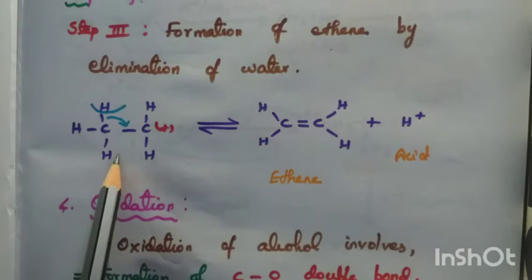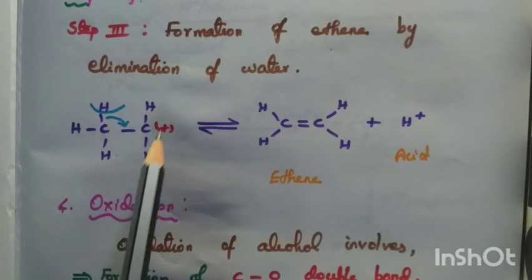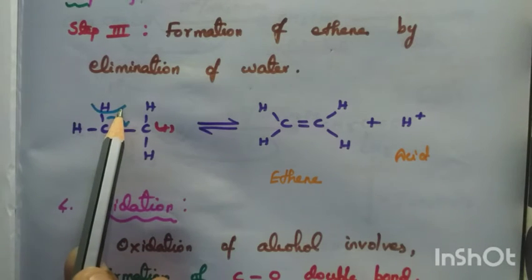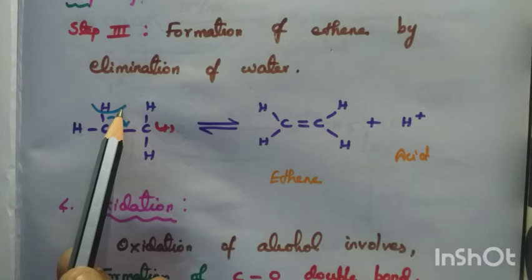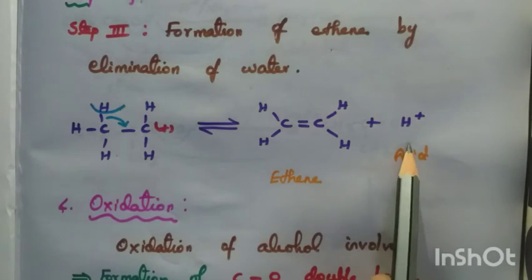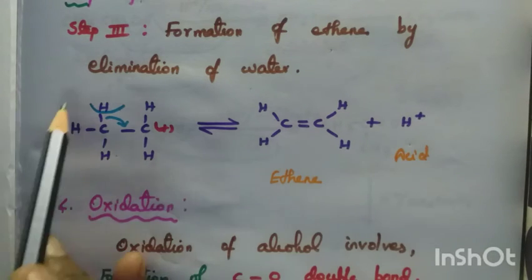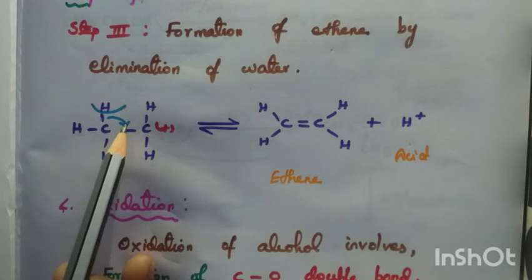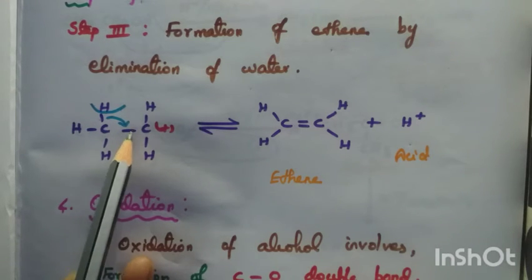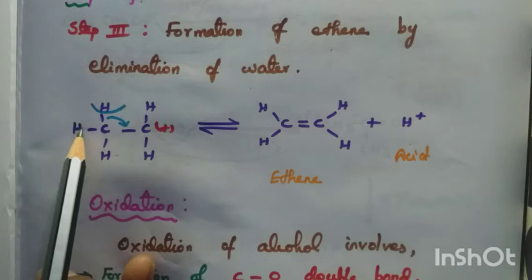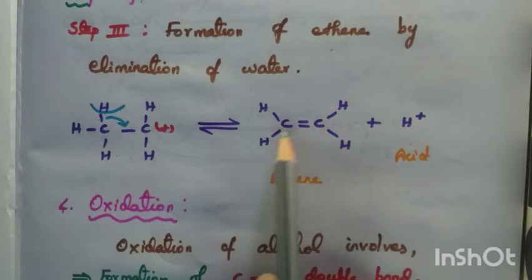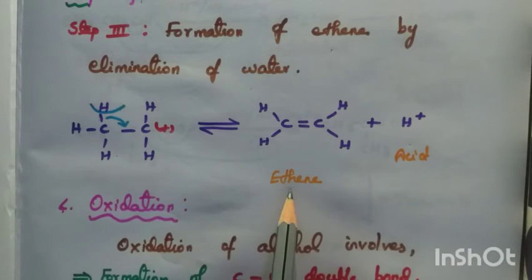How does this elimination take place? The OH has already gone out. Now we are going to see the H plus. The proton comes from the acid. Acid is a catalyst. It should not be involved in the reaction, so it should come out. So this H plus goes out leaving the bond. This bond comes here. This again gained one bond, no? So this plus goes out. We get CH2 double bond CH2. It is nothing but ethene.